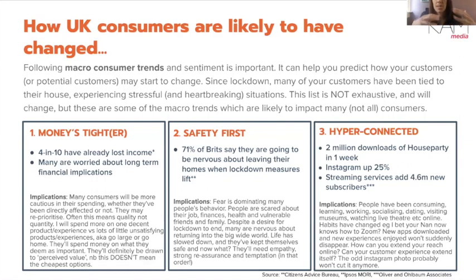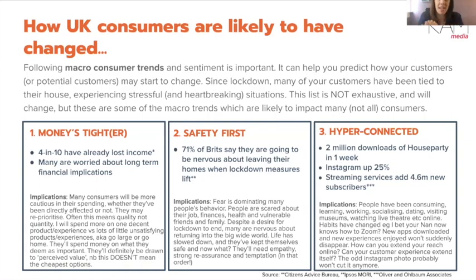So, since lockdown, some of your customers have been tied to their house. Many of them have been experiencing stressful, some of them heartbreaking situations. So let's have a look at how some of these things might be playing out for them. Number one, just something to remember: money is tight or tighter. 4 in 10 UK adults have already lost income due to the lockdown. Many are worried about their long-term financial implications.